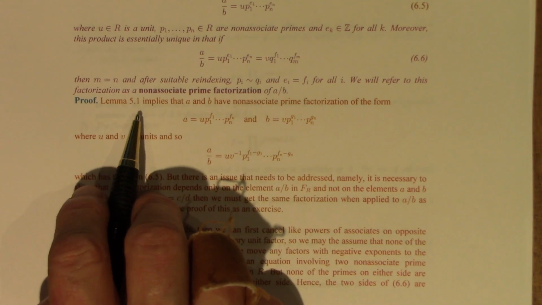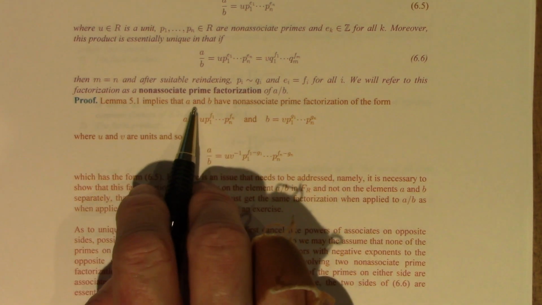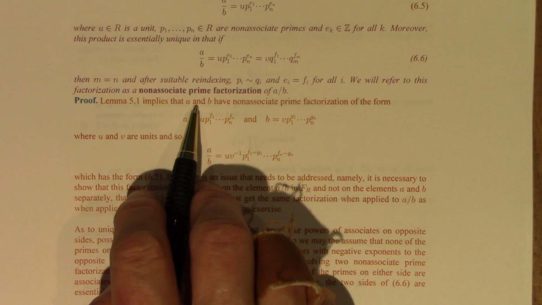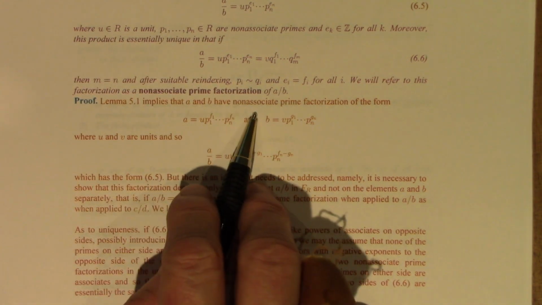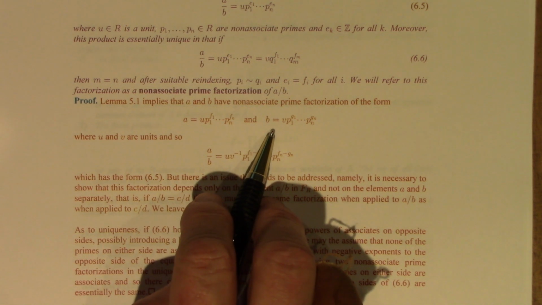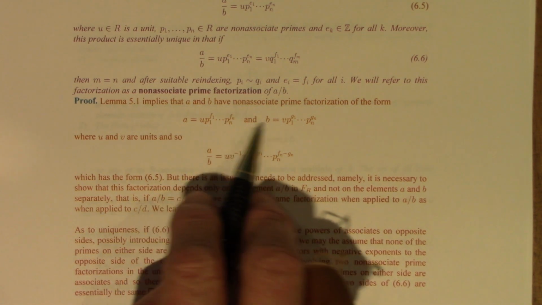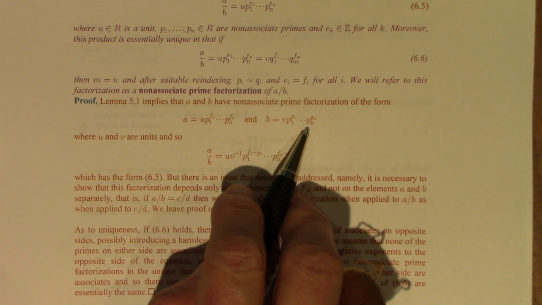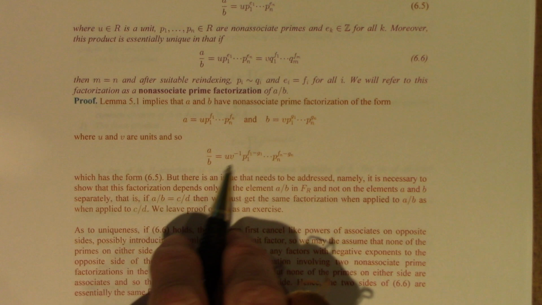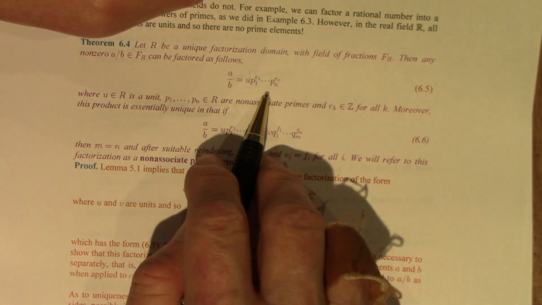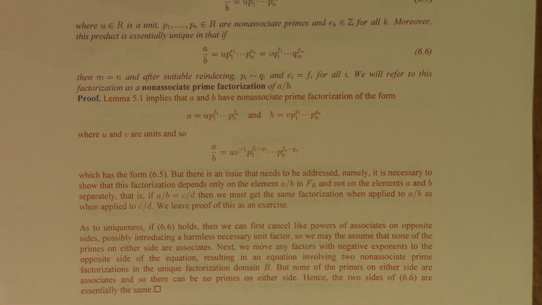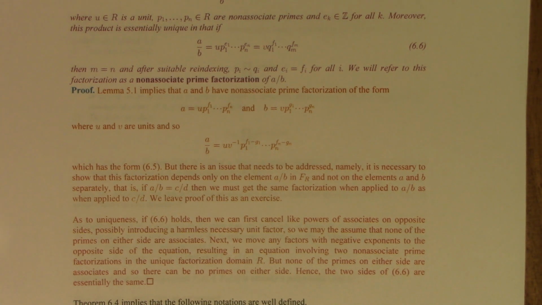As to proof, we had a lemma back in chapter 5 that said that A and B, since they're non-zero, have non-associate prime factorizations. And we can use the same primes. So A over B is simply this, and that has this form. So that's very simple, very straightforward. The factorizations of the numerator and denominator give us the factorization of the fraction.